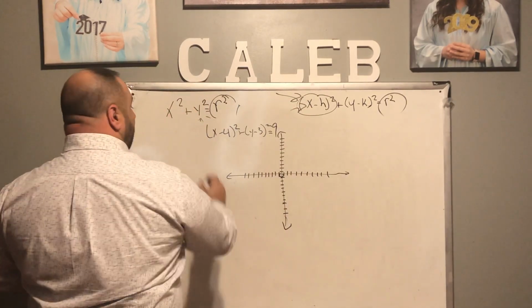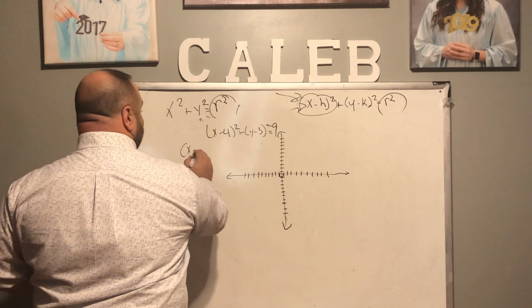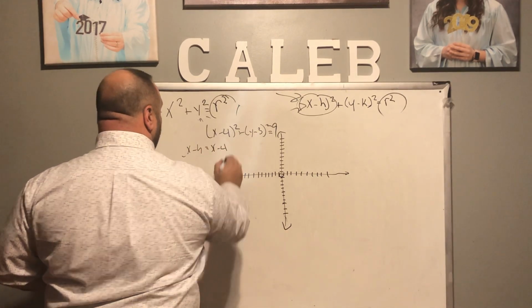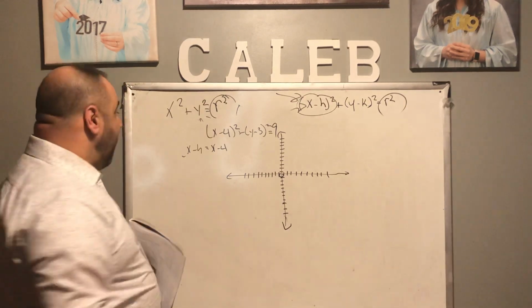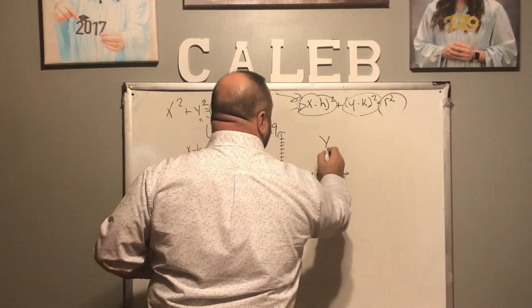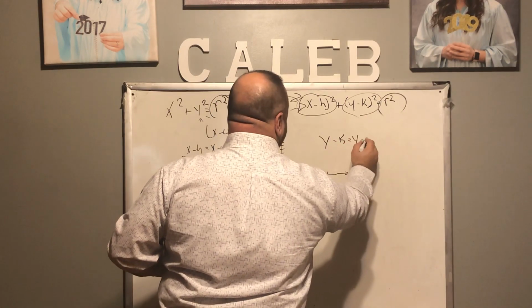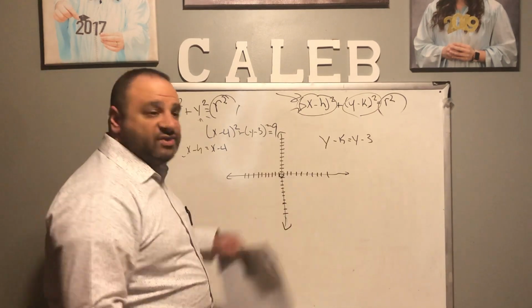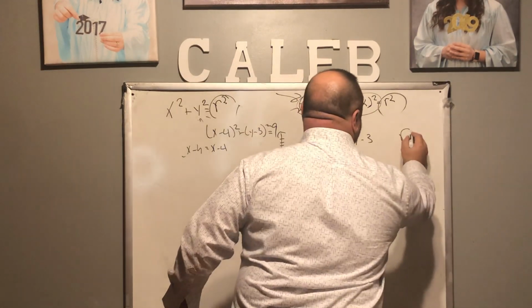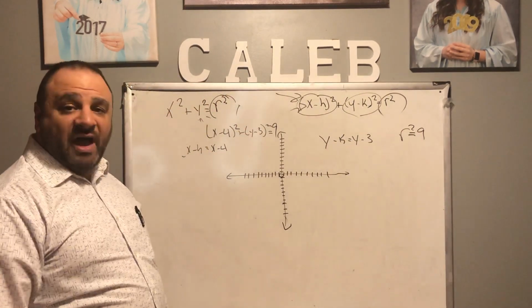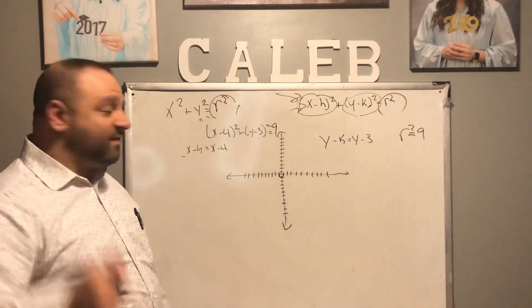What we're going to do is take the first part of my equation, and we're going to go x minus h equals x minus 4. And then I'm going to take the second part of my equation, and I'm going to go y minus k equals y minus 3. And then we've got to find the radius, and then we're going to go r squared equals 9.